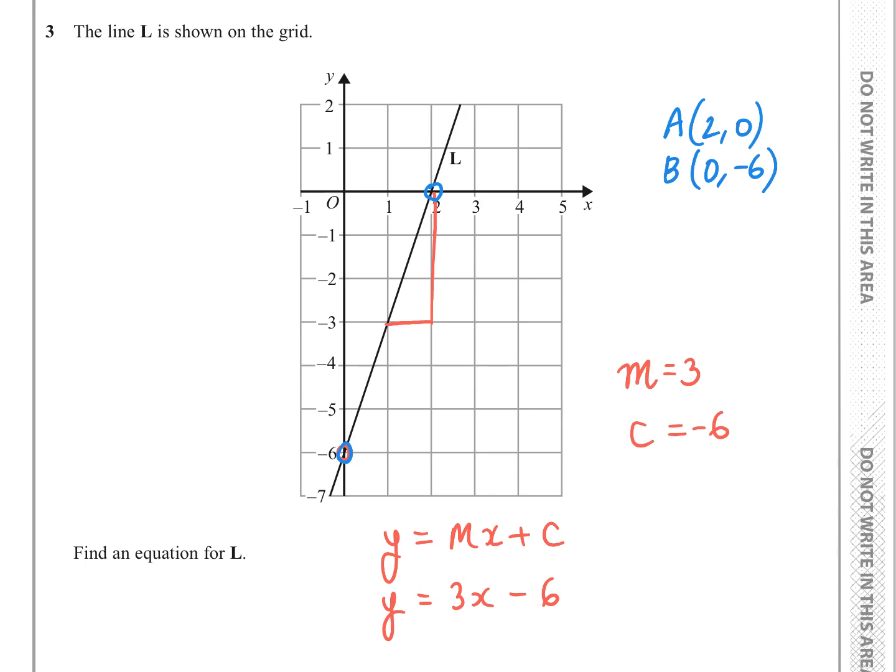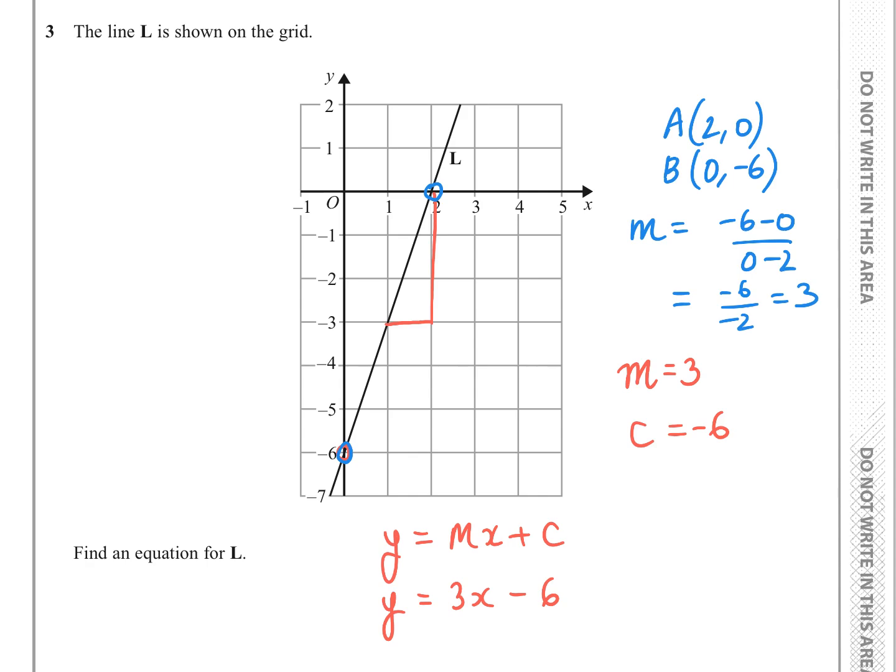And then you could find the gradient, which is the difference in the y. So we'll start with -6, take away 0, over 0, take away 2. So that's the change in y over the change in x. You could have had 0 take away -6, but that's a bit harder because 0 take away a negative is add. So I'm going to do it that way round. And I would end up with -6 over -2, which again is 3.